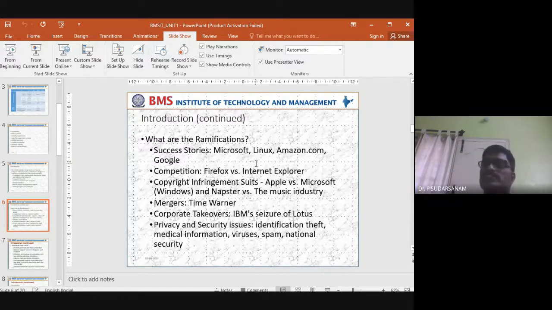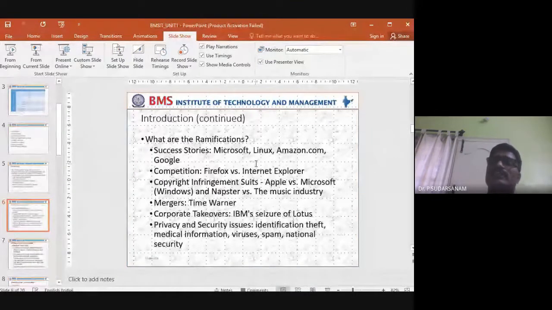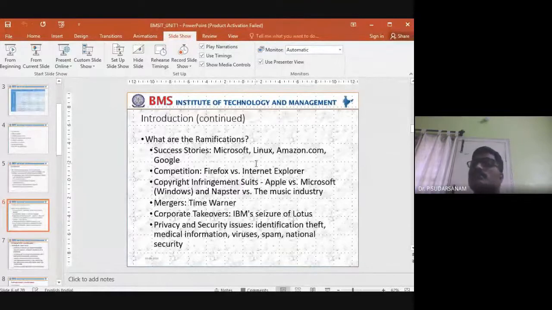Privacy and security issues is nothing but that they should be able to find out the identification of the theft. Even in between, suppose I'm sending one important message to somebody and something happens, they should be able to find out who has done it. They have to take action against them, then other people will be alert and will not do any theft of information.